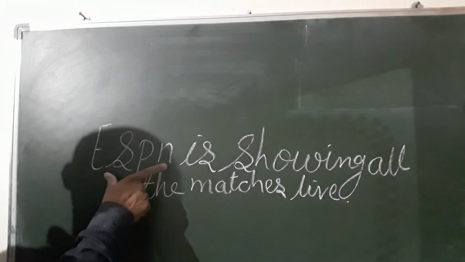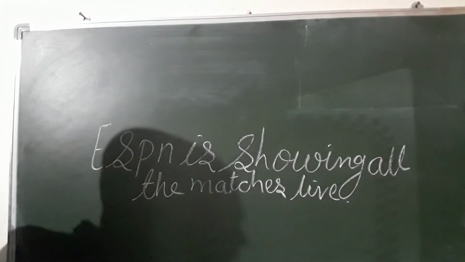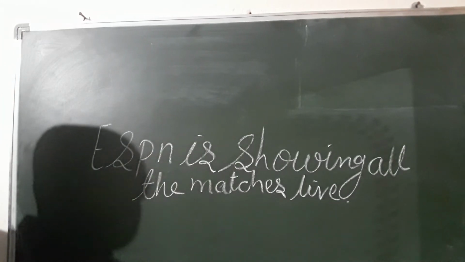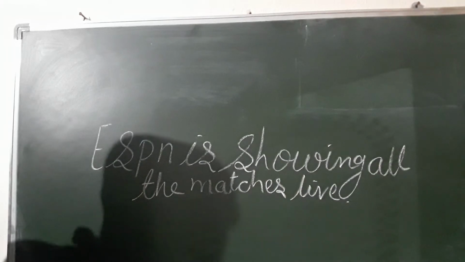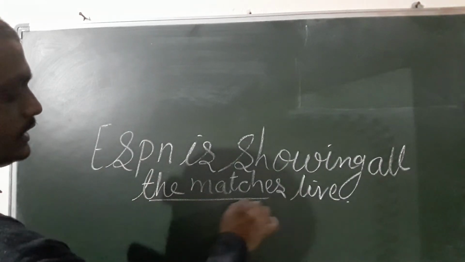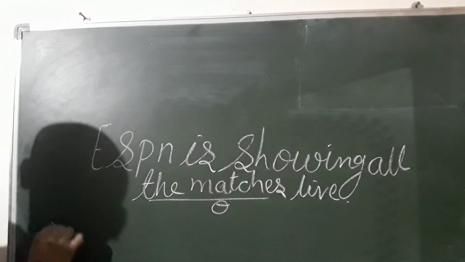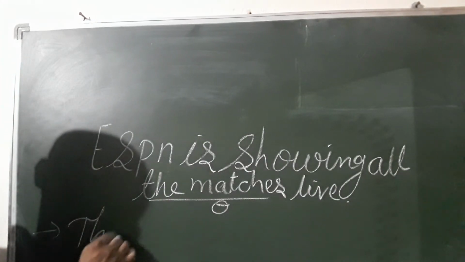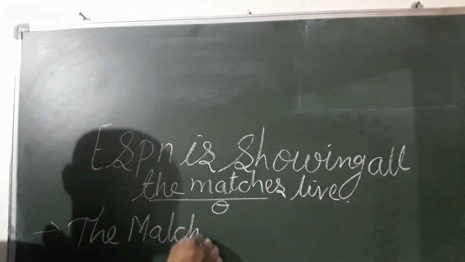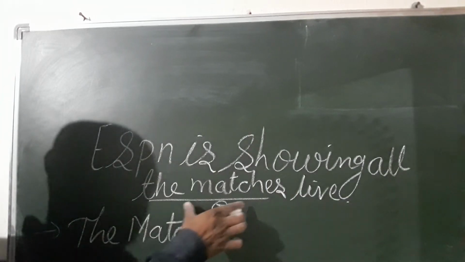Now we can identify this ESPN as a sport channel. We can consider this as the subject of the sentence. What action is doing here? Showing means telecasting action is going on. What are they telecasting? The matches. This is the object of the sentence. So first we have to pick up this object, the matches. We have picked this object from here to here.